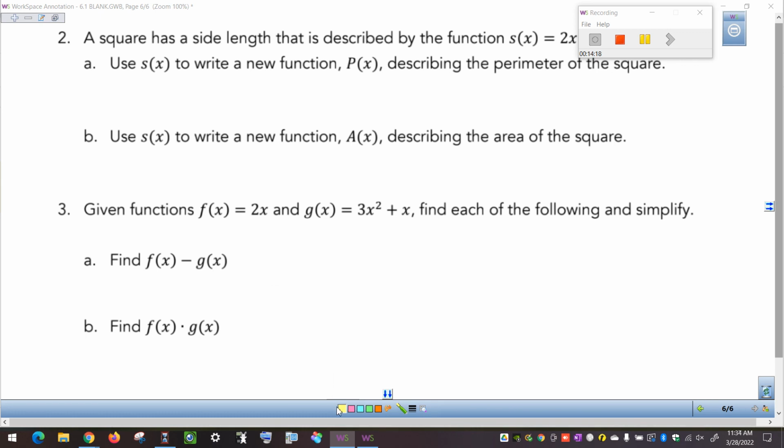So if we want to do f of x minus g of x, well, f of x is really just the same thing as 2x. So all we're going to do here is rewrite f of x with the equation part that represents f of x. So just 2x is going to go here in front. And then we are subtracting here, so I'm going to do my subtraction sign. And we're subtracting g of x. Well, instead of writing g of x, we're going to write what it really represents, which is 3x squared plus x.